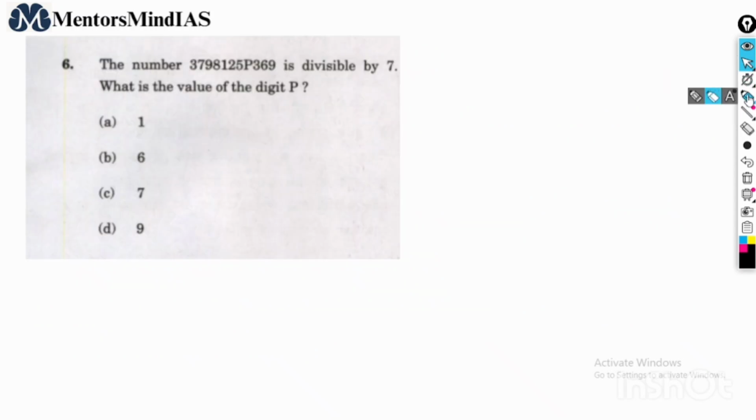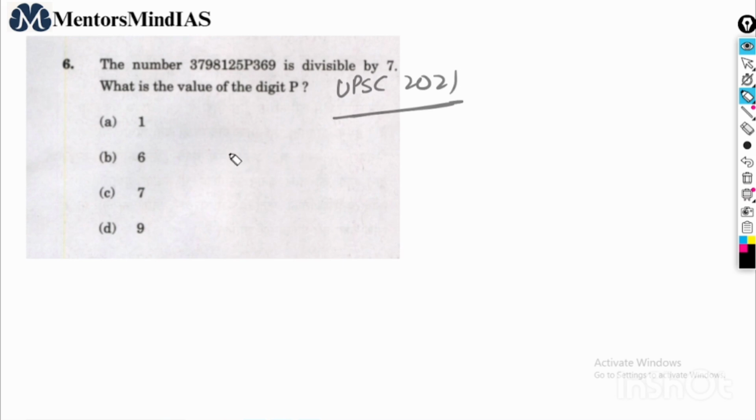So this is the UPSC 2021 CSAT question asked in prelims. In this case, you have the number 3798125P369, which is divisible by 7. You have to find the value of that digit. So basically, you have to make sure this whole number, with that value of P, is divisible by 7. So you will be using the divisibility rule method here.